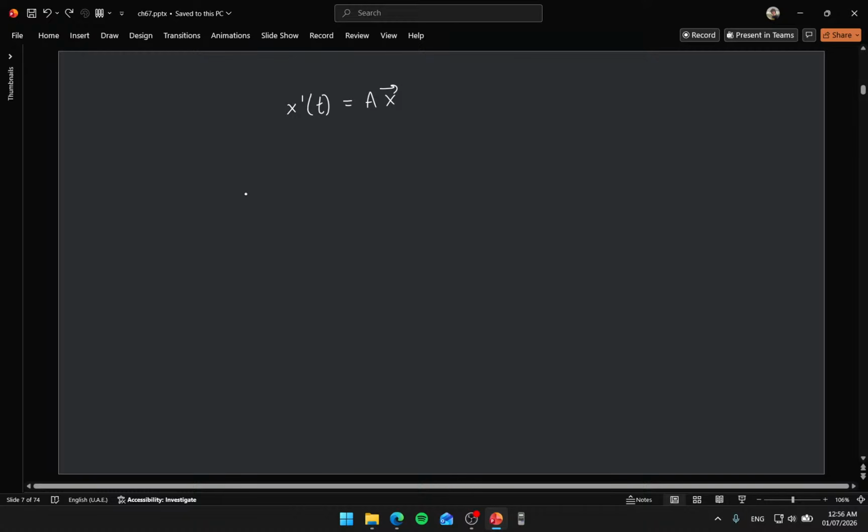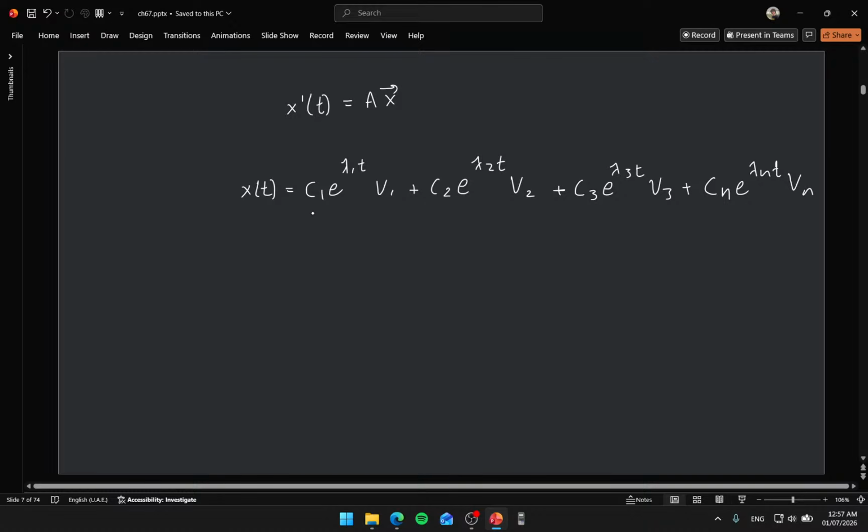So the solution for this is x of t, right? The whole objective for this course is to find x of t or y of t. Now it's x of t this time. They like to denote it as x, and the independent variable is t. Whatever, it doesn't matter really. So it's in the form of c1 e to the lambda 1 t v1 plus c2 e to the lambda 2 t v2 plus c3 e to the lambda 3 t v3 plus cn e to the lambda n t vn.